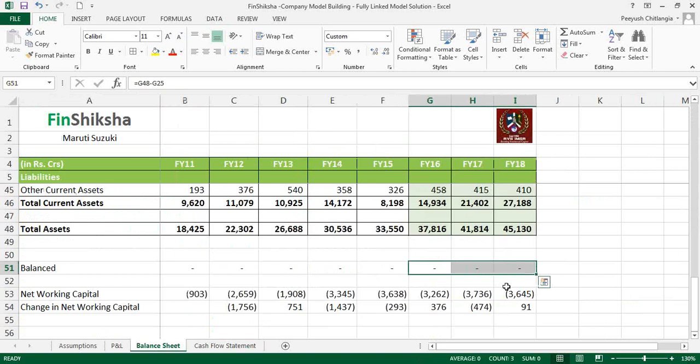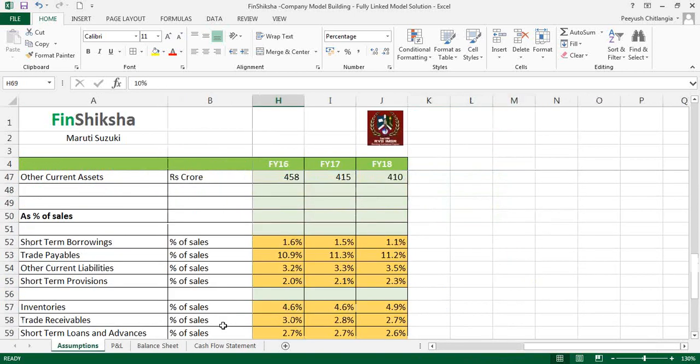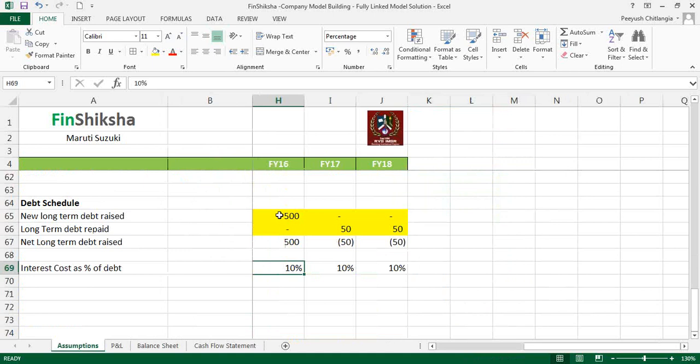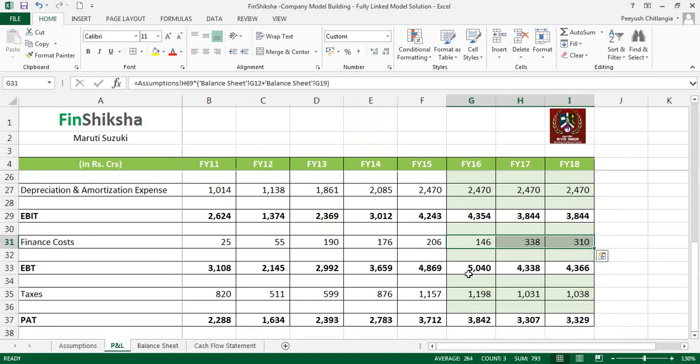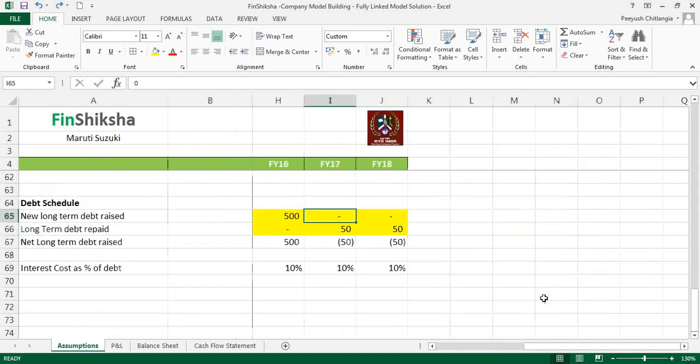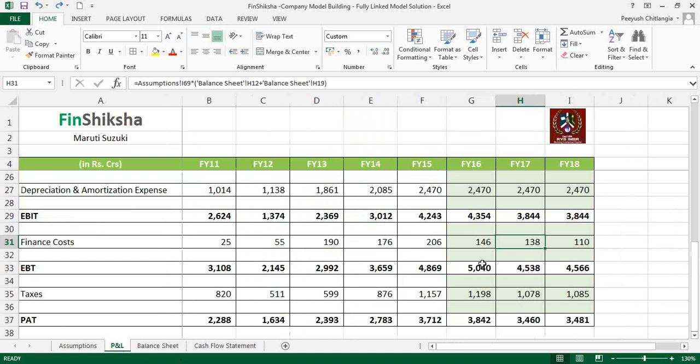So now we have a model that links for any kind of assumptions. Let's say tomorrow Maruti comes and says we are going to raise 2000 crore of debt in this year. What is that going to do to their profitability? You see, the interest cost increases from 140 something to 338. And that is going to take away 200 crore or so from the profits. If I do a control Z, go back to the initial stage, 138 was the number, right?